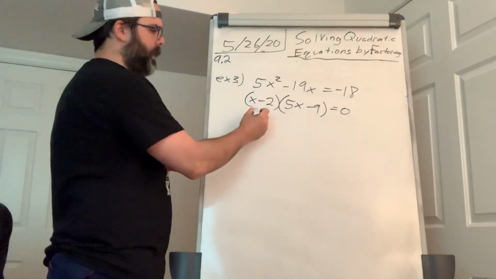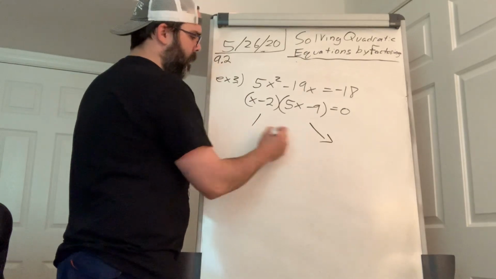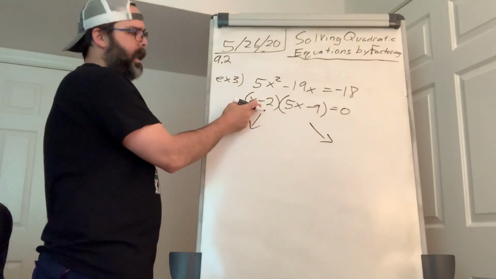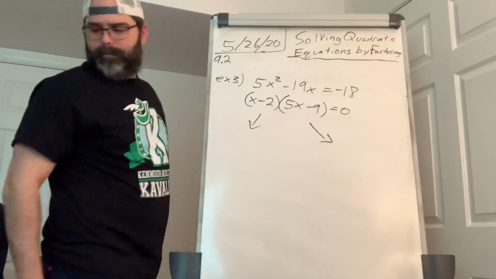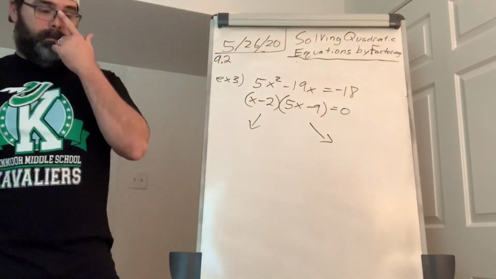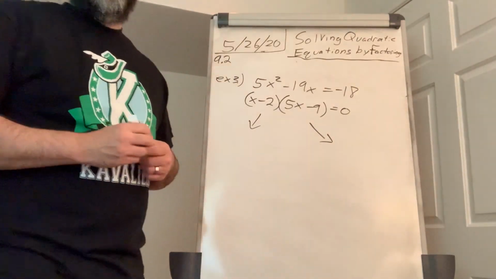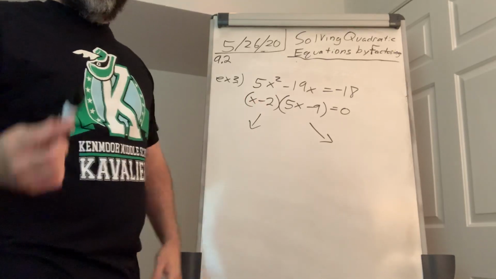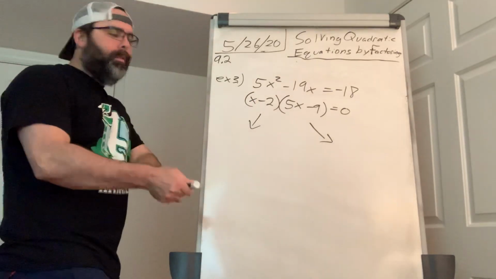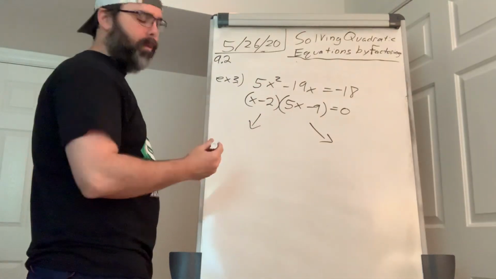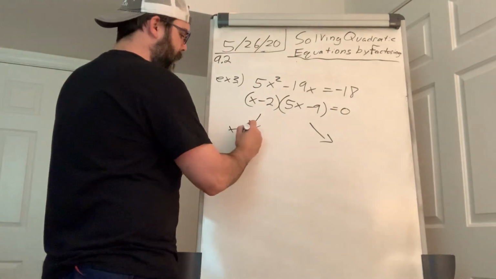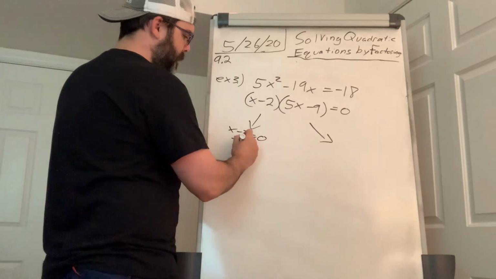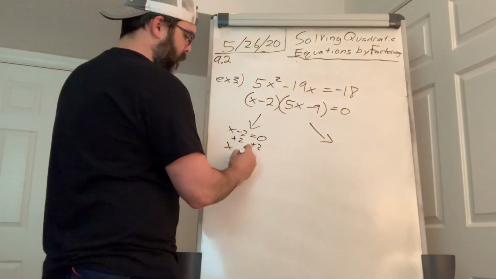Now I need to solve each one separately. Okay, this one's easy. What does x equal here? For this first one, what is x? 2, very good. I'm going to show you, but you can just skip and just say x equals 2 if you know what you're doing. So this is x minus 2 equals 0. We add 2 to both sides and we get x equals 2.